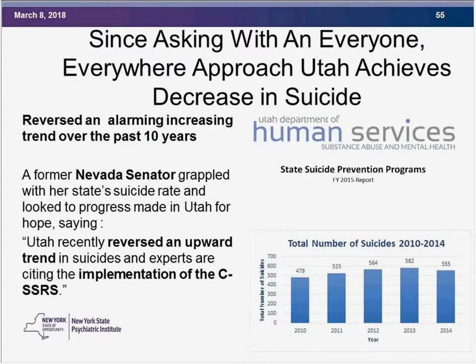And since asking with an everyone, everywhere approach, Utah has become the first state to embrace that as an entire state. And they trained everyone from their sexual assault advocates to all of their first responders and every teacher in the state of Utah. And when they did that, they saw in 2014 the first decrease in suicides in the past 8 or 9 years when they embraced this everyone, everywhere model.